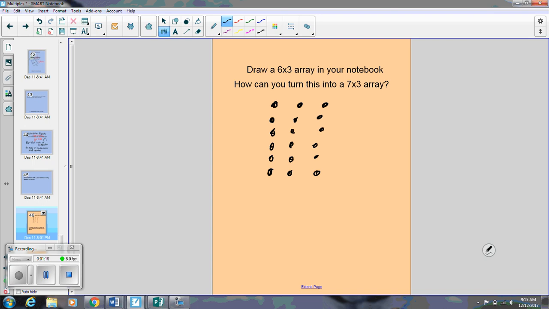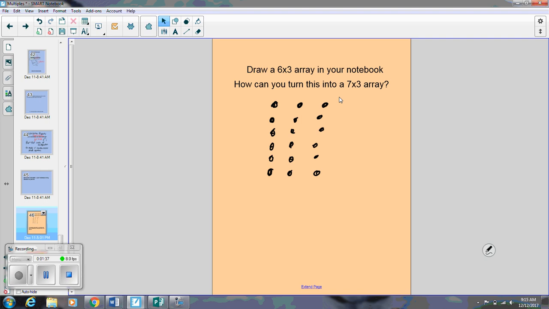Alright, here's my 6x3 array. Yours might look sideways than mine. That's okay, because Sam told us the commutative property says that we can go in any order with our factors, and our product will remain the same. How am I going to turn this, Georgiana, into a 7x3 array? Add 3 to the bottom. Add another group of 3.